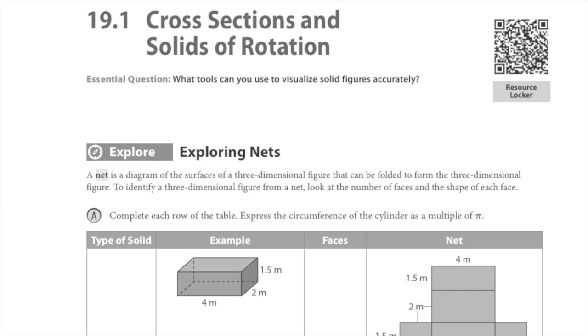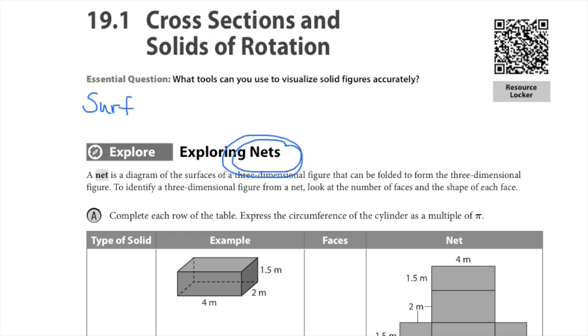Welcome to video 10A. This is about surface area and nets in our new Module 19. So we're going to be focusing specifically just on the nets page. That's why I photocopied them. You can see here that a net is a diagram of the surfaces of a three-dimensional figure that are going to be folded to form a three-dimensional shape.